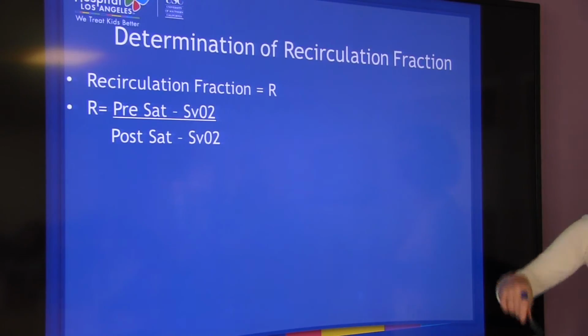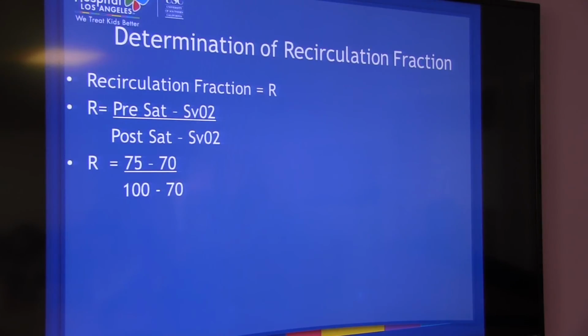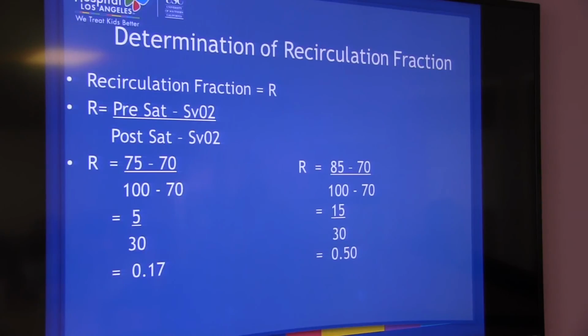For this, your recirculation fraction is the difference between your pre-oxygenator sat minus your SvO2 on the circuit, and then the post minus the SvO2, so that you can come up with numbers like 17%. I'm assuming you guys don't need me to walk you through the math.